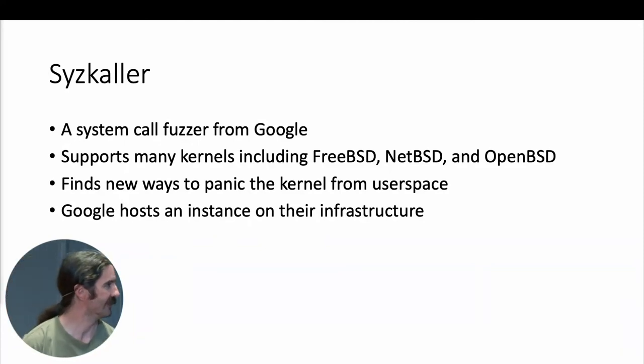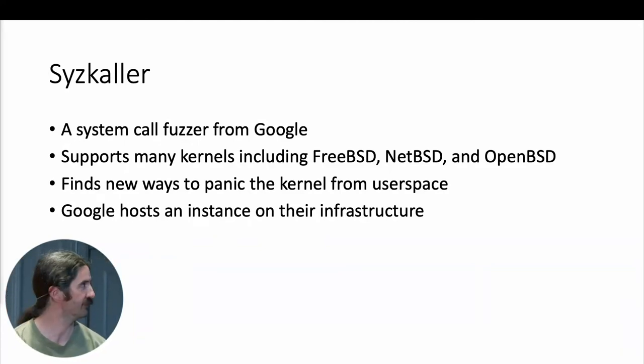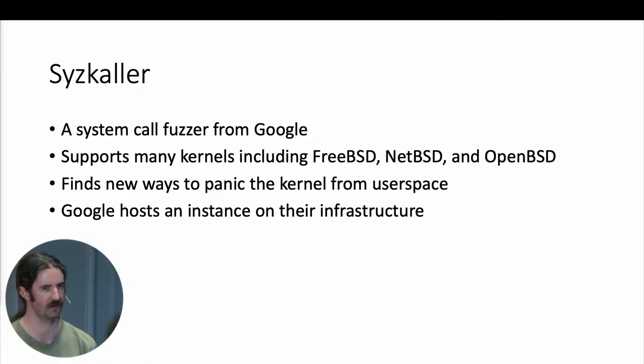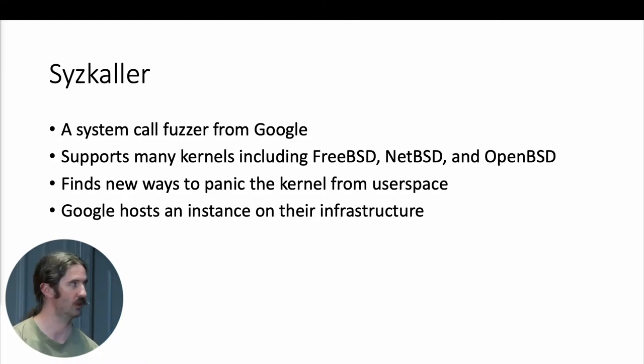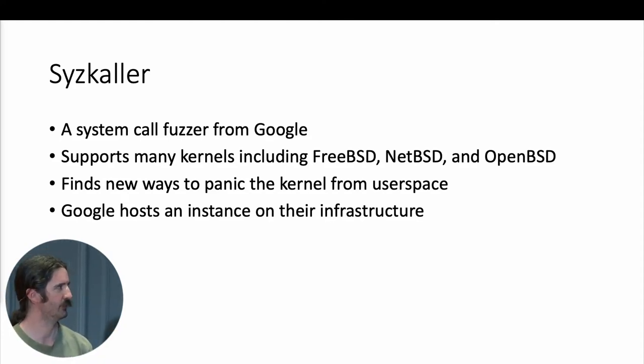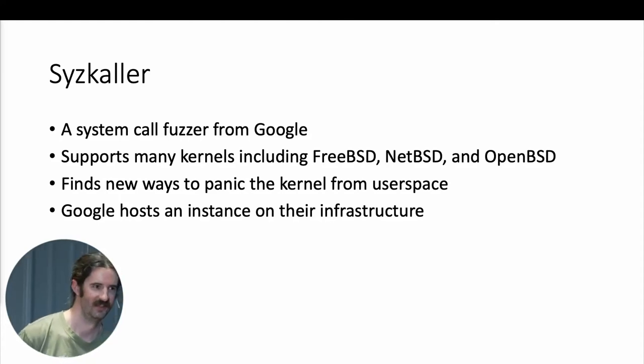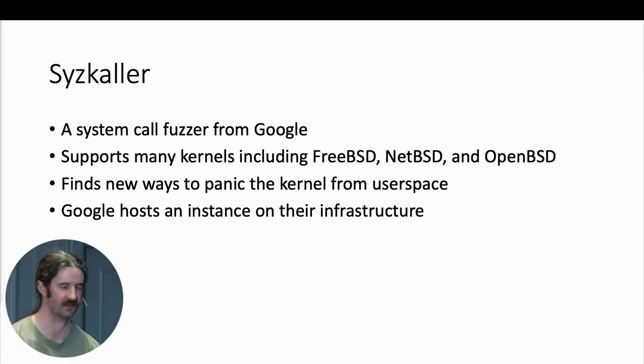So there's two fuzzers I'm going to talk about. The first is syzkaller. It's a project from Google where it understands a lot about different system calls. All three of NetBSD, OpenBSD, and FreeBSD are supported by it. It is good at finding new and interesting ways of panicking the kernel from user space by composing different system calls together.